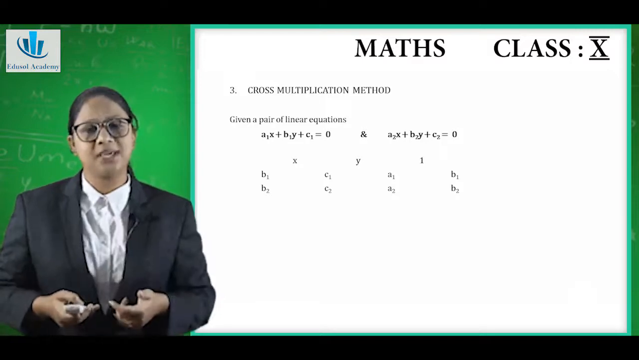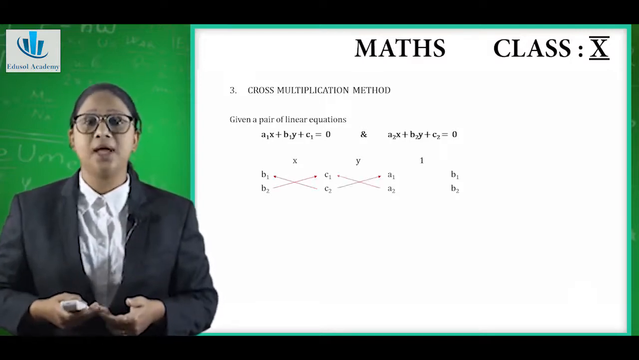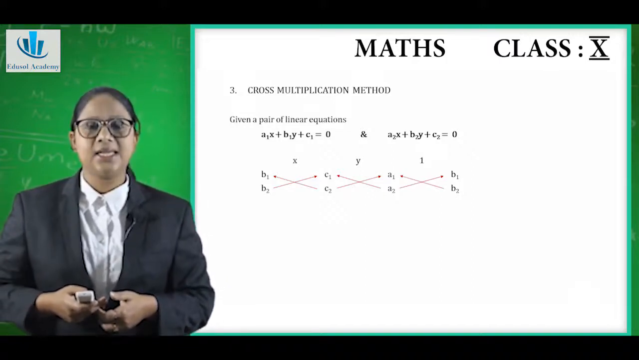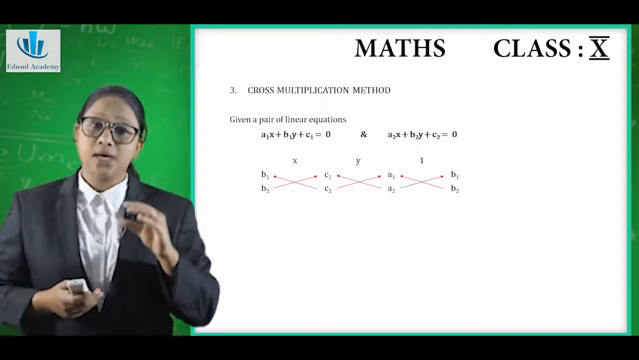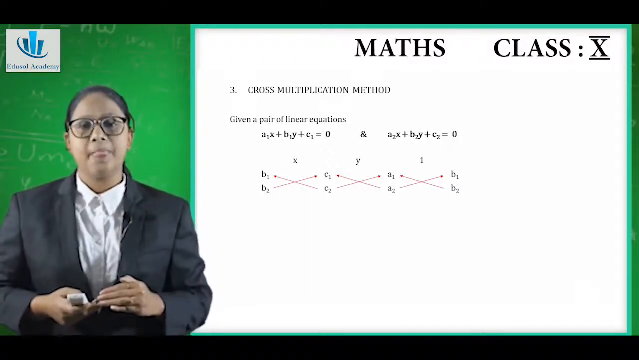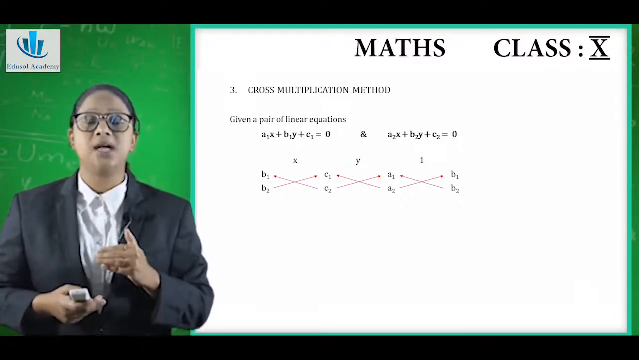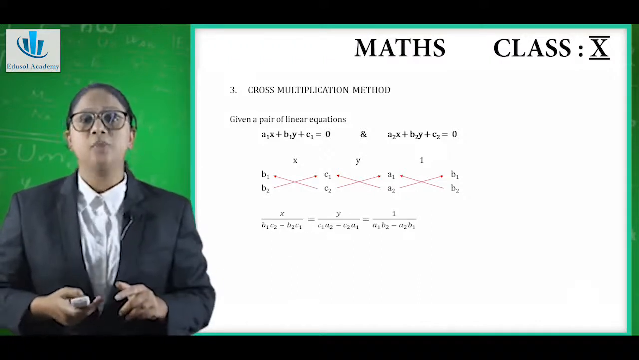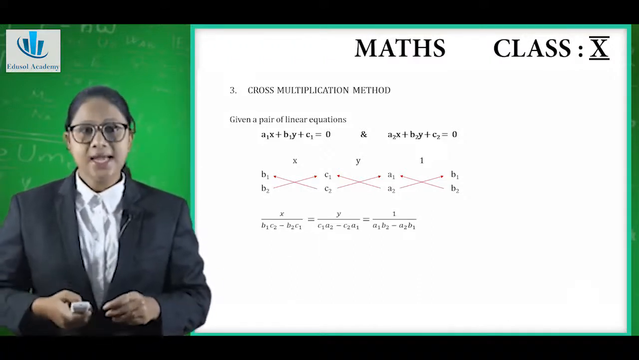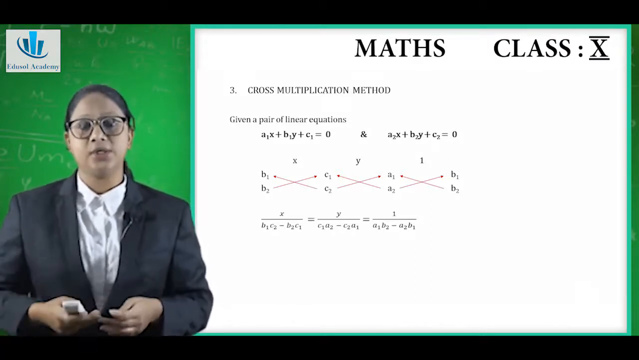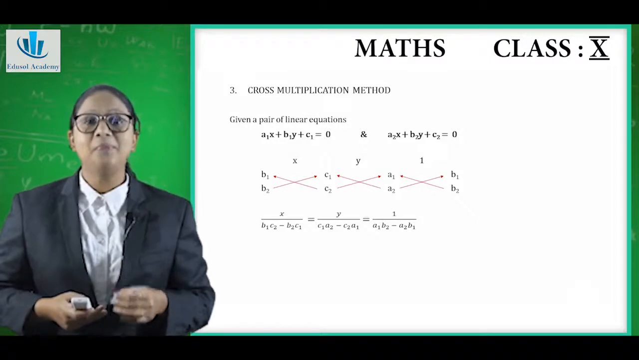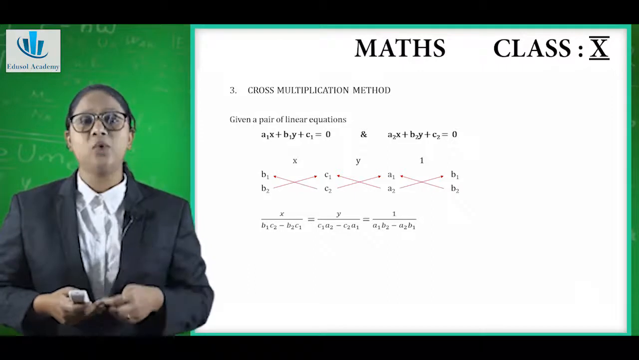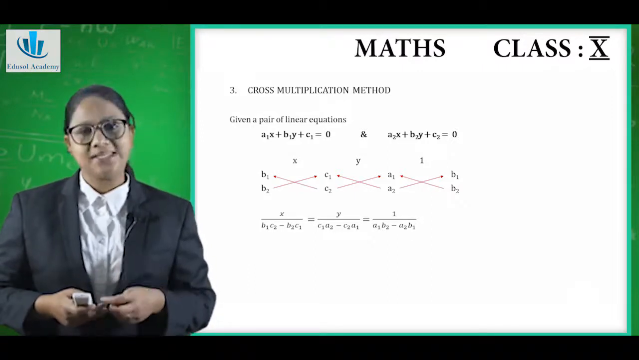Now comes the cross multiplication part. We have to cross multiply the corresponding terms as shown. You may see that b terms and c terms come below x, c terms and a terms come below y, and a terms and b terms come below 1. Now you may form the equation as shown. x by b1 c2 minus b2 c1 is equal to y by c1 a2 minus c2 a1 is equal to 1 by a1 b2 minus a2 b1.